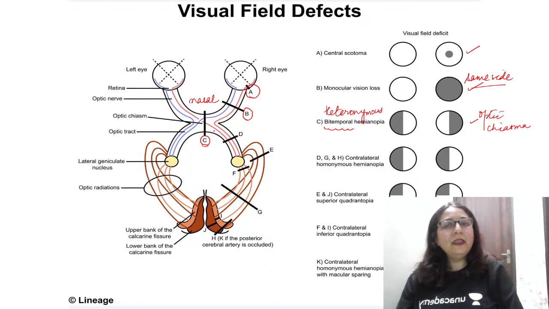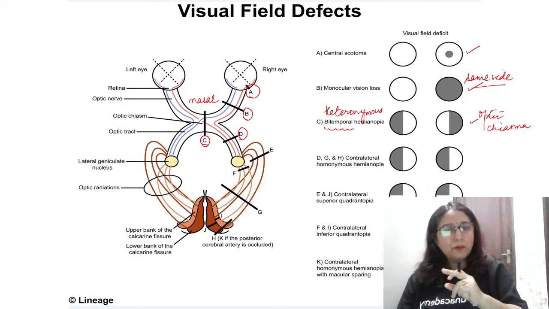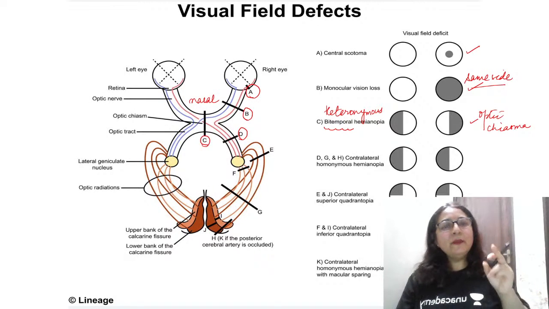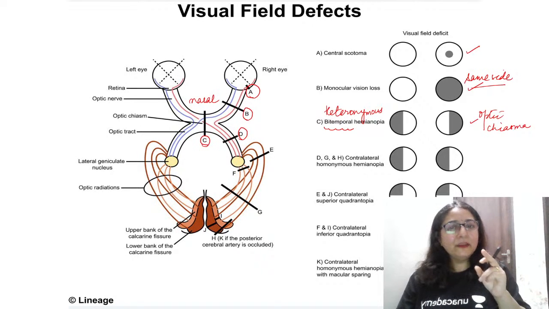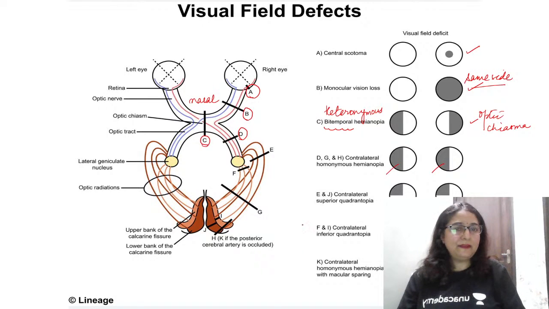Okay. Now, if the lesion is at the optic tract, after the chiasma comes your optic tract. If the lesion is at optic tract, now remember, optic tract is containing fibers from both the eyes. It is containing nasal fibers from the opposite eye and temporal fibers from the same eye. So it will be producing again defect in both the sides, but it will be involving the same half of the visual space. That is, it will be producing a homonymous hemianopia, same half of the space.